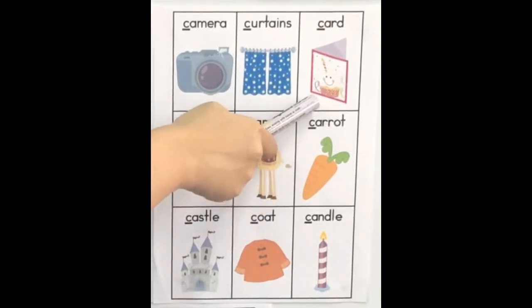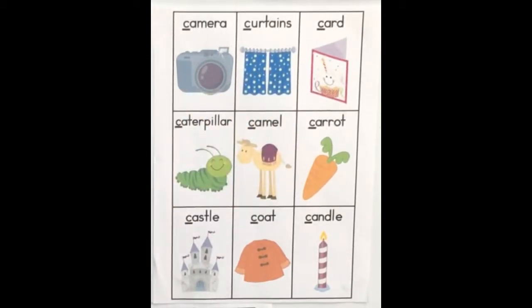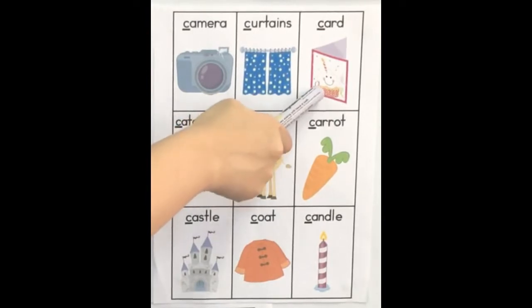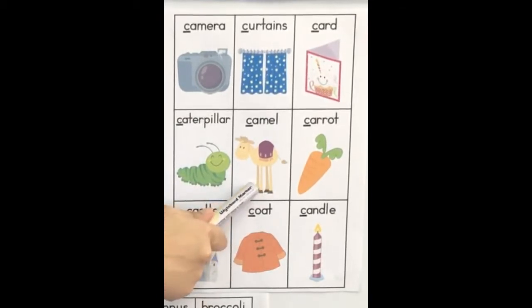Curtains. This one, this is a card. Card. When someone celebrates their birthday, you can give that person a card. A birthday card. Card. Caterpillar. This is the one that becomes a butterfly. Caterpillar. We also have the camel. Camel. The camel is the one that lives in the desert.